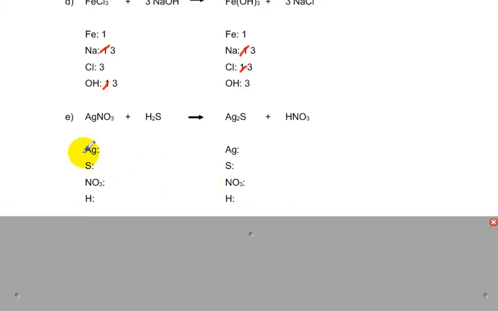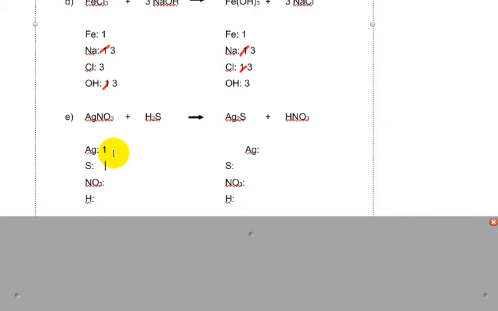Let's look at this one. Silver. We have 1 silver. We have 1 sulfur. Again, NO3 remains as a group, so we can treat it like a group. And 2 hydrogens. And on the right, 1 silver, 1 sulfur, 1 nitrate, and 1 hydrogen. So it's close to having it all balanced out, but unfortunately it is not quite balanced.